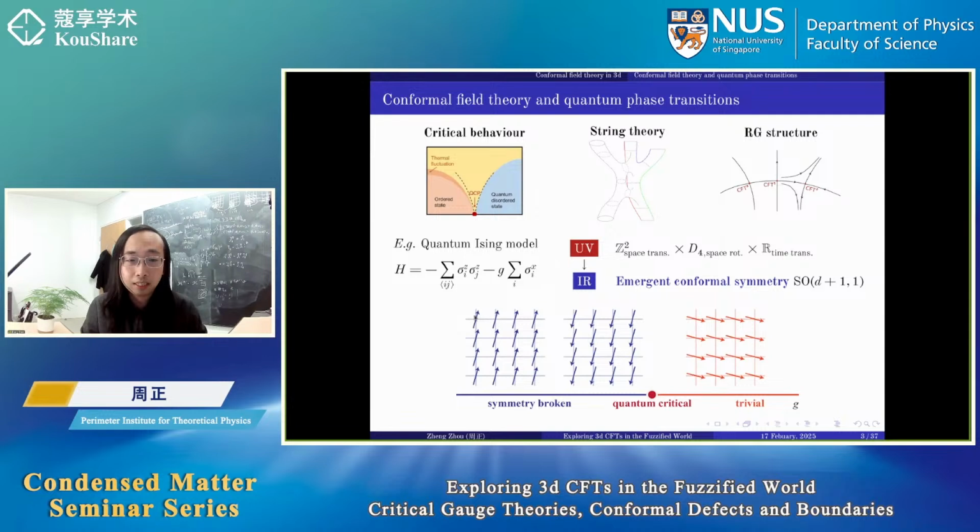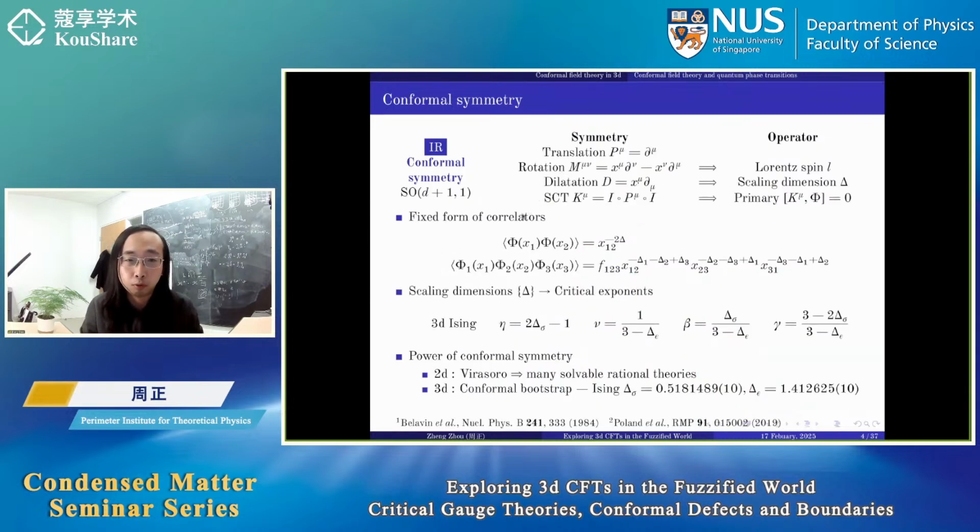If we consider the space-time symmetry, in the UV, in the microscopic model, it is very small: the discrete space translation and rotation and the time translation. But at the quantum critical point in the infrared, in low energy or long wavelength, there is a very large emergent conformal symmetry generated by translation, rotation, dilatation, and special conformal transformation. These symmetries form the group SO(d+1,1).